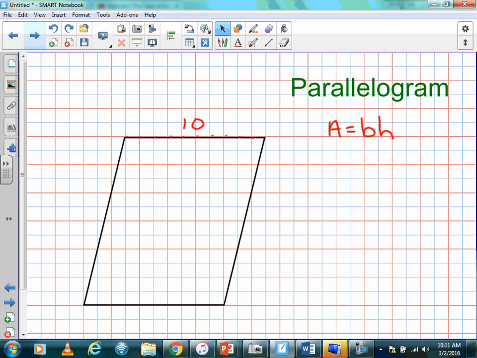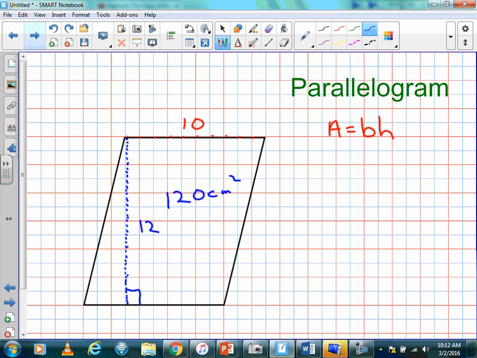Now we need the height. I think we need one of those dotted lines again. So I think I'll start right here. Keep going. There's my dotted line. I'll count in a minute. So I'm going to count by 2s. 2, 4, 6, 8, 10, 12. So this is 12 high. So again, 10 times 12 is? 120. Oh, nice. 120 centimeters squared.